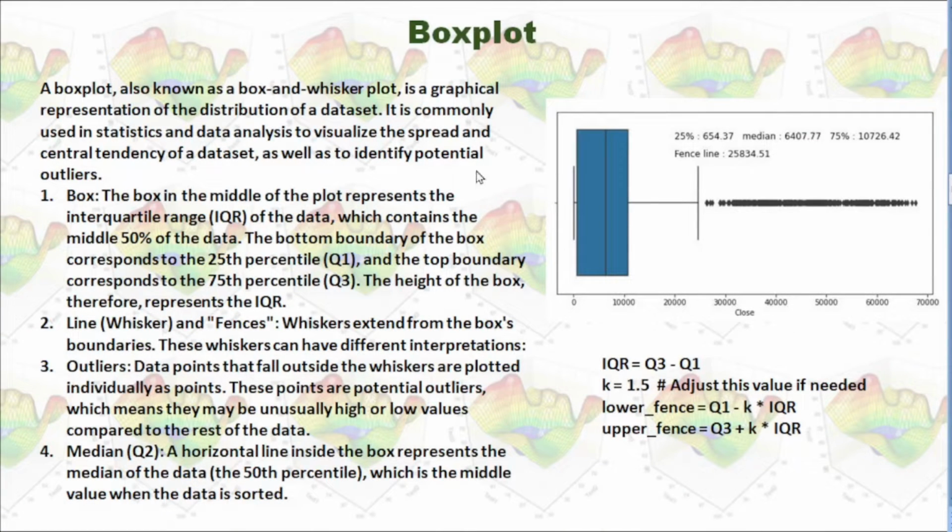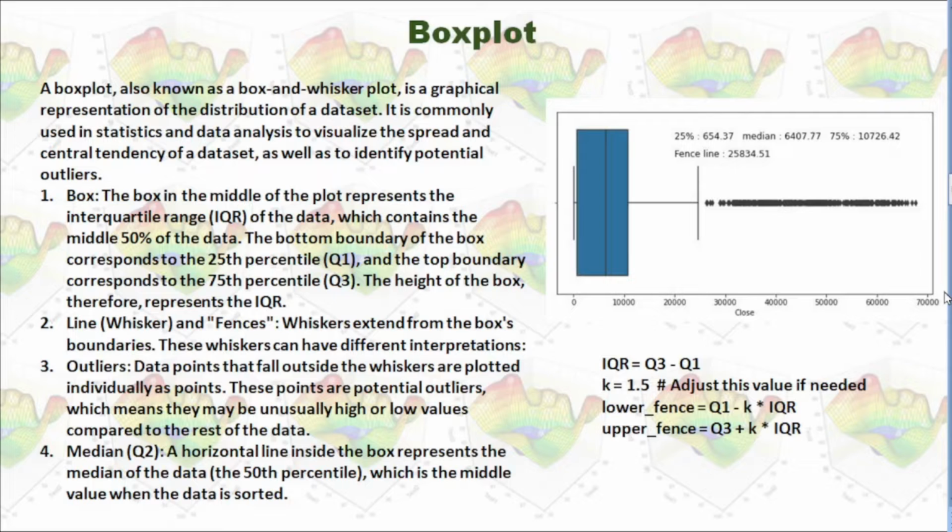When we analyze our data, we can use a box plot. A box plot, also known as a box and whisker plot, is a graphical representation of the distribution of the data set. This is the output from my data. You can see this is the closing price for the Bitcoin.